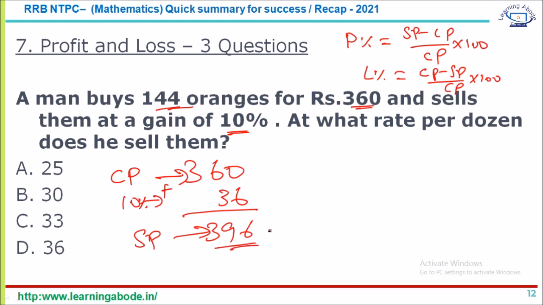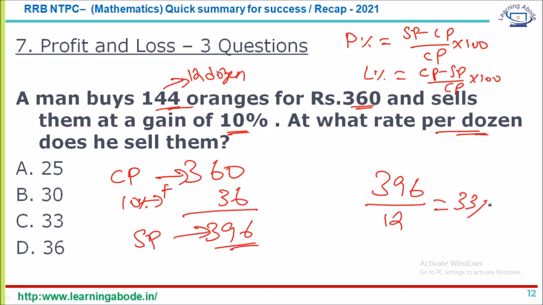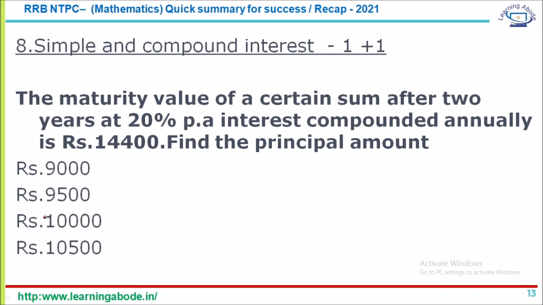Selling price is 396. Now the question is at what rate per dozen? When you have 144 oranges, it is 12 dozens. So 396 rupees, you're selling 12 dozen. So cost per dozen is 33 per dozen, 396 by 12 is 33. That's answer option C. So profit, loss and discount, very important.